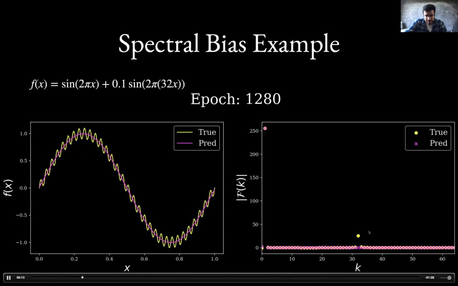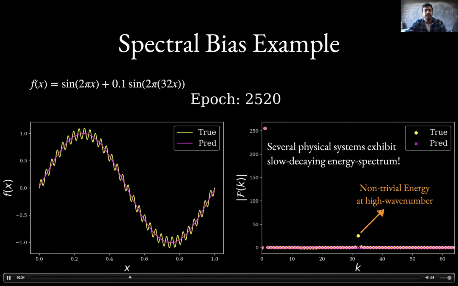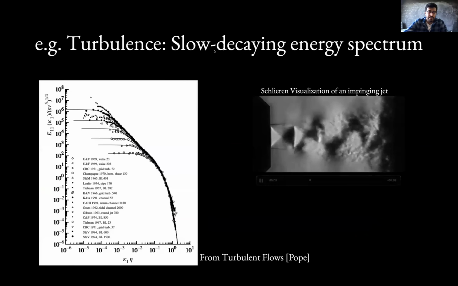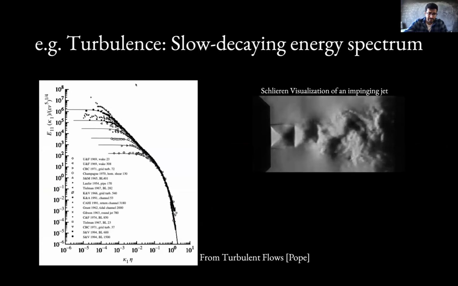If you look at the energy spectrum, that is even more clear. There is a non-trivial energy at high wave number, which the neural network is not able to approximate correctly. This is the spectral bias. Why is this important? Because several physical systems exhibit a slowly decaying energy spectrum. And we find that neural networks by themselves have a hard time approximating these systems. For example, turbulence is another system that exhibits a slowly decaying energy spectrum.